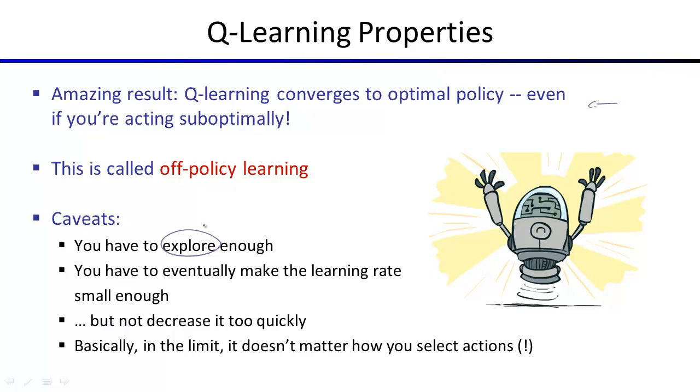So you need to see every state action pair infinitely often. If you do that, then this will converge to the optimal Q values. Hopefully soon enough, it'll get close enough. But that's the thing. Exploring enough means every state action pair needs to be seen sufficiently often. The learning rate, which is our alpha, needs to decay over time, but not too quickly. We've talked about that. In the limit, it doesn't really matter how you select your actions as long as you see every state action pair infinitely often.